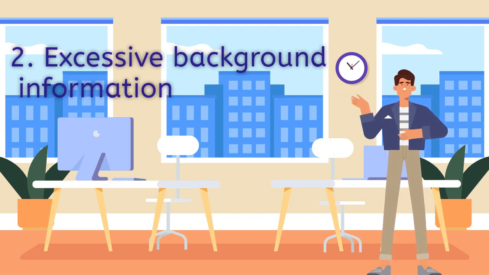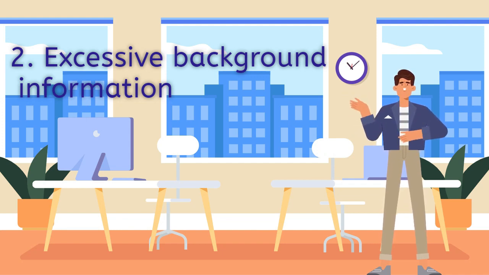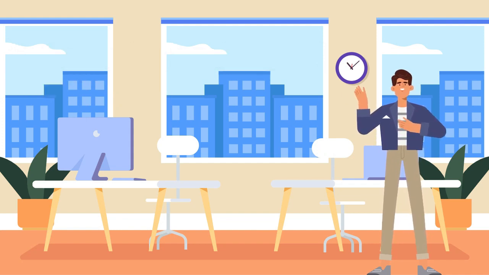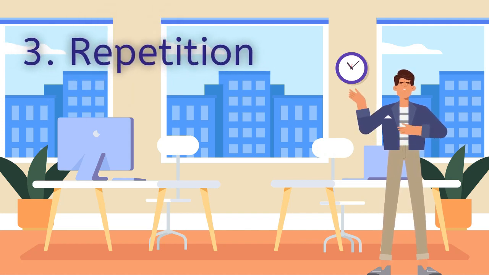Excessive background information. While providing context and background information is important, be careful not to overwhelm the reader with excessive details. Focus on the key points that are directly relevant to your study, and avoid unnecessary tangents or lengthy historical explanations. Repetition. Avoid repeating information that will be covered in later sections of the article, such as the methodology or the results. The introduction should provide an overview and set the stage for the study, but save the detailed discussions for their respective sections.